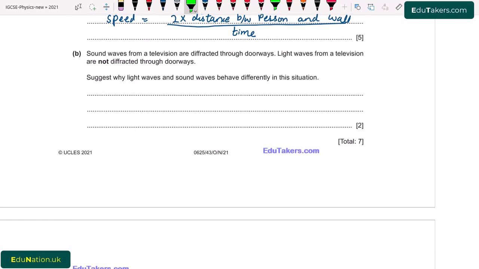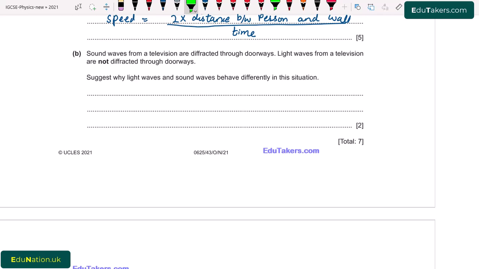Light waves from the television are not diffracted through doorways. Suggest why light waves and sound waves behave differently in this situation. So the sound wave is diffracted, but light waves do not suffer diffraction. We have to explain the reason why both of these behave differently.